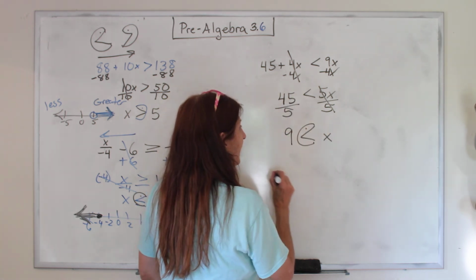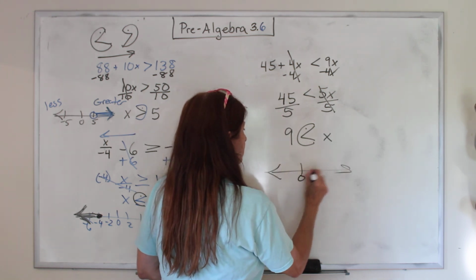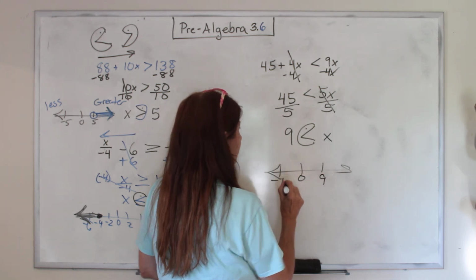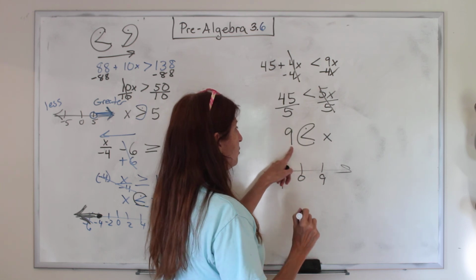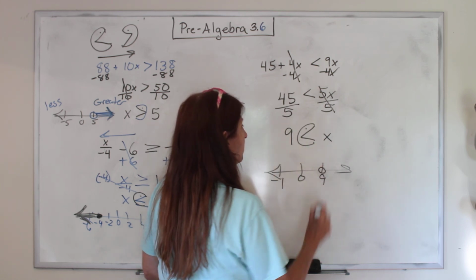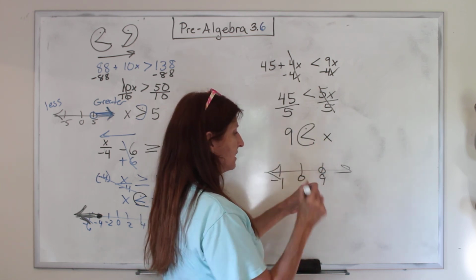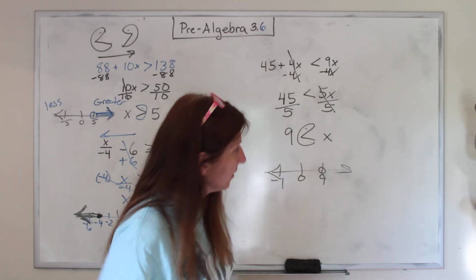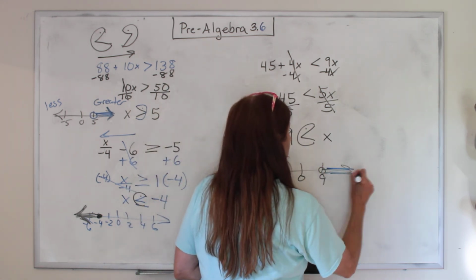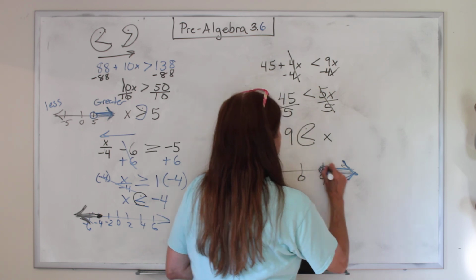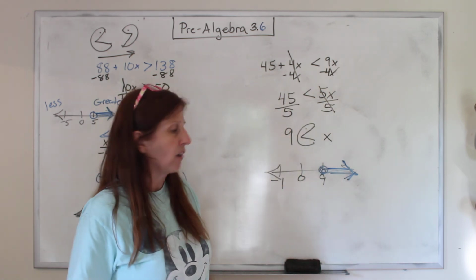Pac-Man wants to eat x, so 0, 9, negative 9. We put a donut, because it's not "or equal to," at 9, and x is being eaten, so that means it's greater. Pac-Man always wants to eat whatever's greater, and that's our graph.